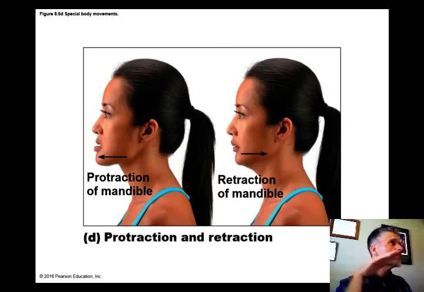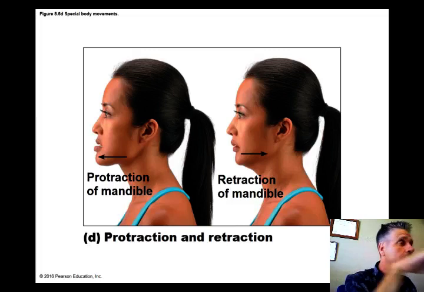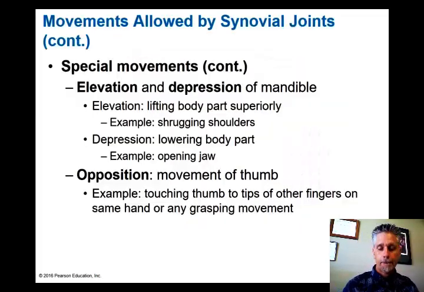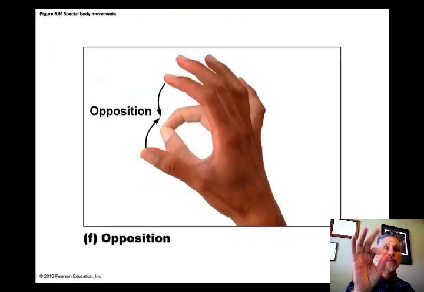So oftentimes, this is more of a horizontal movement going out and coming back in. If you want to retract a statement, you're going to bring it back in. And if you're going to protract, to protract something is basically to push it out like that. Other specialized movements, elevation and depression. You can do that with the shoulders too. Elevation, depression, pretty straightforward. Opposition. So opposition, bing, bing, bing, bing. You have opposing digits that are coming together.